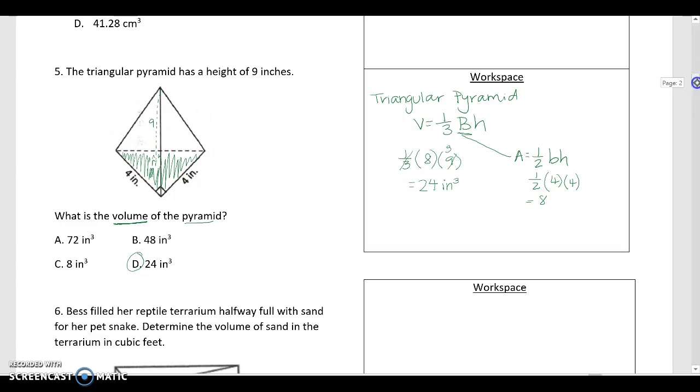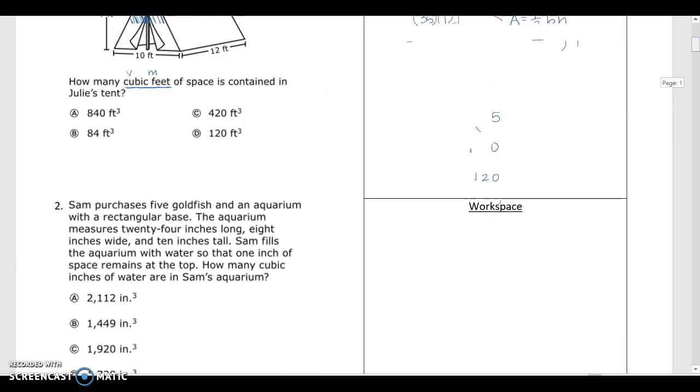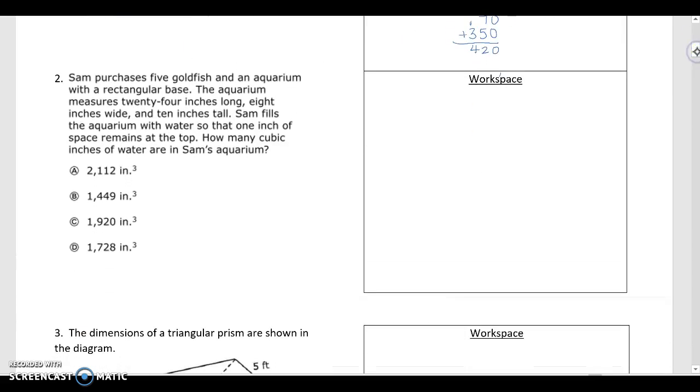Okay, so let's do one more all the way through together. I want you to go back up to number 2. This one's a little challenging. If we read it together, it says Sam purchases 5 goldfish and an aquarium with a rectangular base. So rectangular base, and it's an aquarium. All the rectangular based aquariums I know are rectangular prisms.